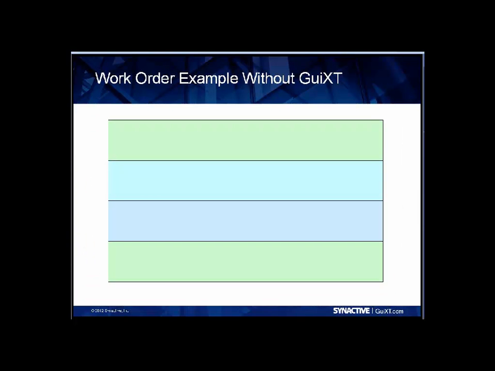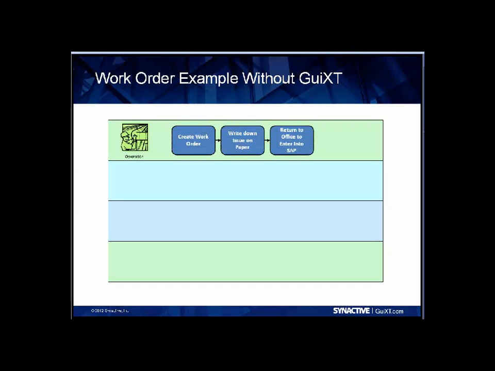Here's another example of the value provided specifically with the GuiXT offline solution in areas where there's no network connectivity. This is a typical work order example for plant maintenance, which includes the following steps.